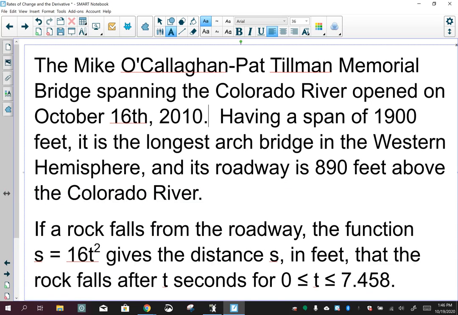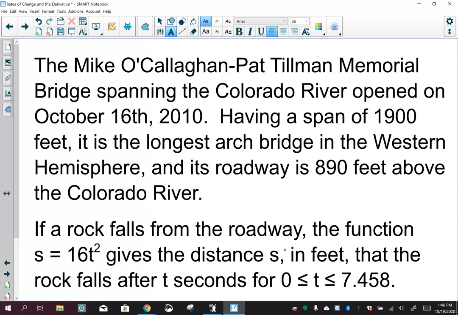Michael Callaghan, Pat Tillman Memorial Bridge. Man, that's a mouthful. Spanning the Colorado River, opened October 16th of 2010. Having a span of 1,900 feet, it is the longest arch bridge in the Western Hemisphere, and its roadway is 890 feet above the Colorado River. If a rock falls from the roadway, the function is s equals 16t squared.